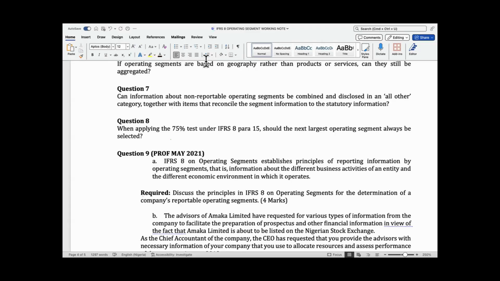Also, I left equity or cash settled share-based payment. I said when I teach you compound financial instruments, we'll come back to that. So go and revise that also, because I will be going back to it very soon.